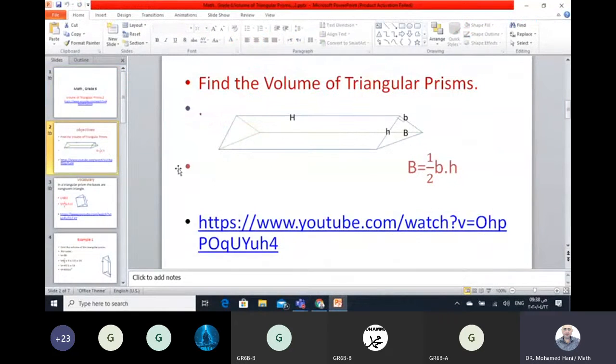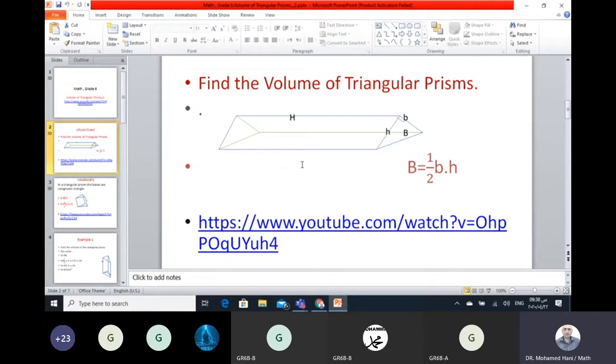So today we want to revise how to find the volume of a triangular prism. As you see here in this figure, we have a triangular prism. How do we know if it is triangular or rectangular? Look to the base. If the base is a triangle, it means we have a triangular prism.